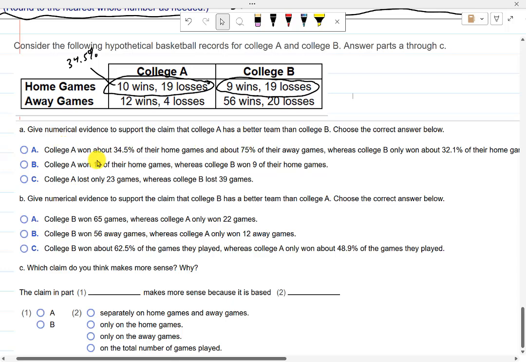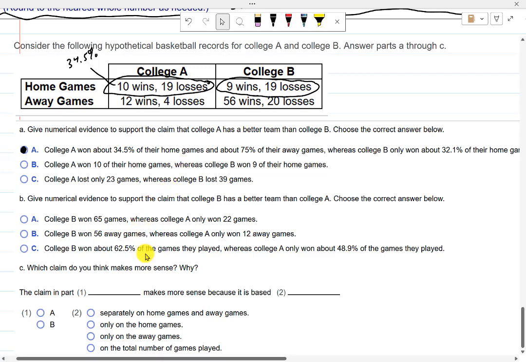Let's take a look here. So it looks like College A won 34% of their home games and 75% of their away games. That was better than both percentages for College B. So we could look at it that way. If you look at College A lost only 23 games, whereas College B lost 39 games, you can't use that because they played a different number of games. And that's the same thing here. They played a different number of home games, so you can't directly compare them. When you come to percentages, though, those are things that you can compare. So option A is our best choice for that one.